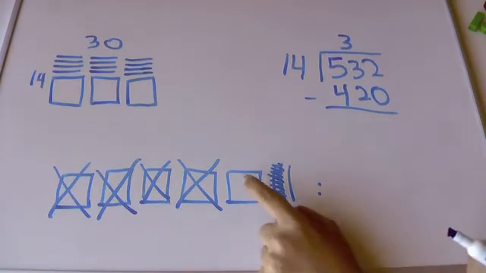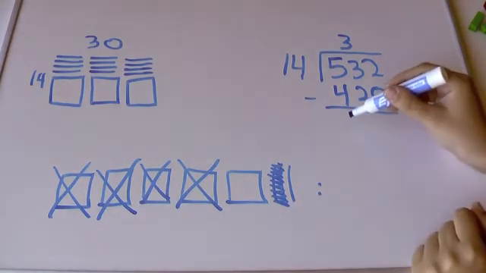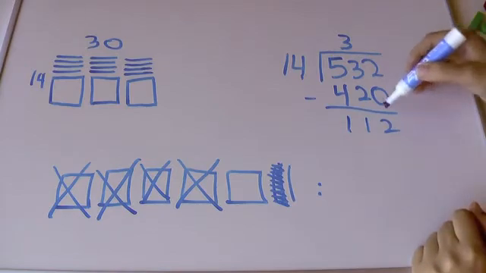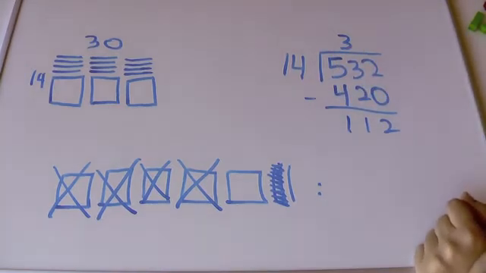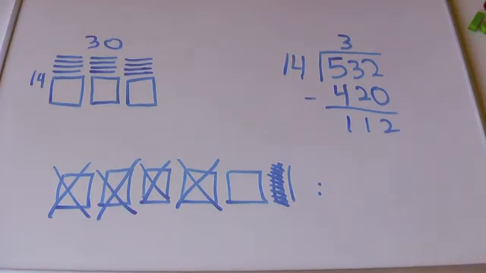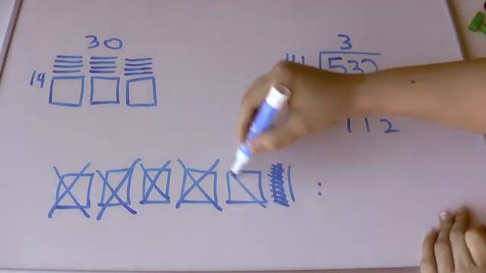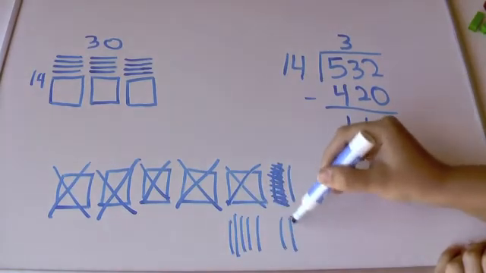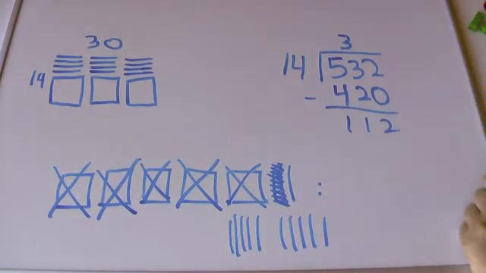So what do we have left? We have 112. 112, and you could do it right to left if you really want to. So now, 112, I want to make a rectangle with 14 on one side and figure out what the other side is going to be. So first thing I'm going to do is break this into 10 tens. 1, 2, 3, 4, 5, 6, 7, 8, 9, 10.